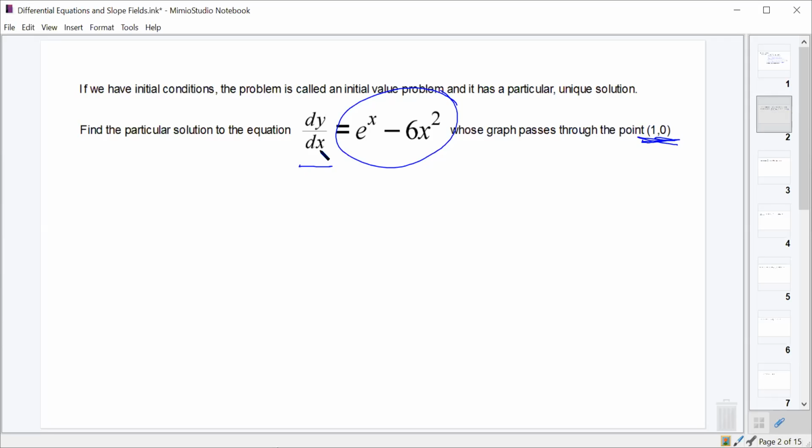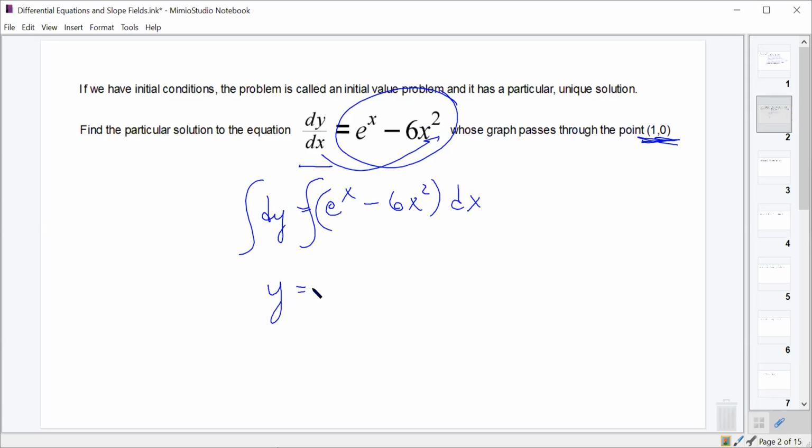So the first thing we need to do is throw that dx over there and say dy equals e to the x minus 6x squared dx, and then integrate. What's the integral of dy? Y. And what's the integral of e to the x? E to the x. And what's the integral of minus 6x squared? Minus 2x cubed. And we should attach a constant.